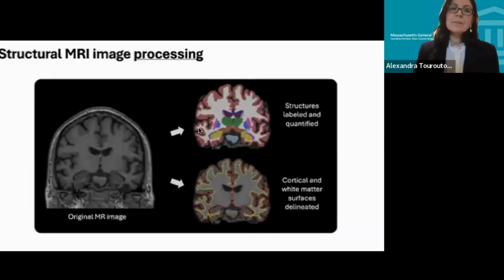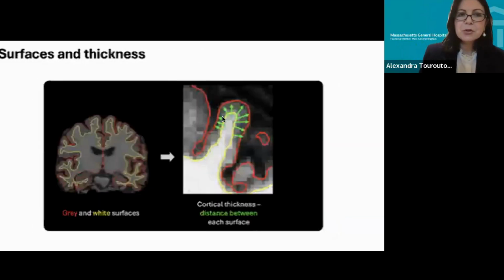With this software, we know exactly where the gray matter of the brain is, and we know exactly where the white matter of the brain is. The white matter is the part of the brain that helps communicate between brain regions. And so with this software, we can very easily measure the thickness of the gray matter.